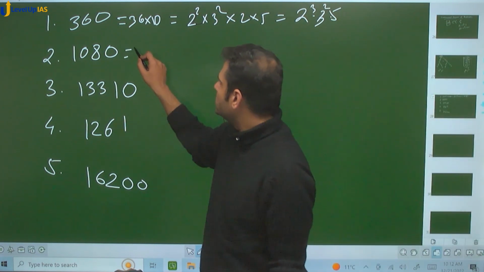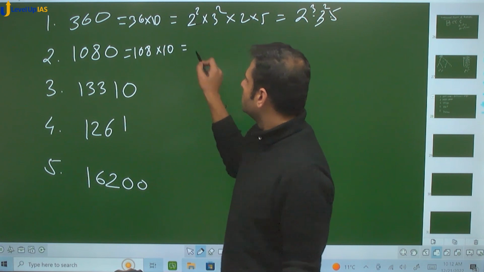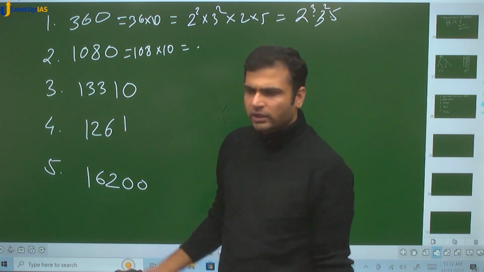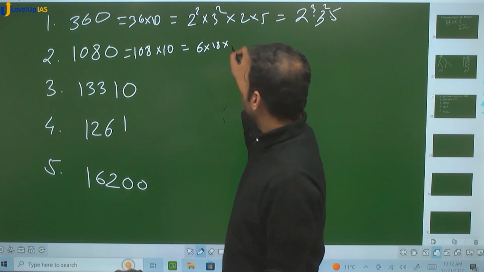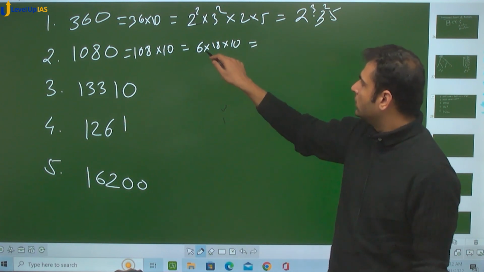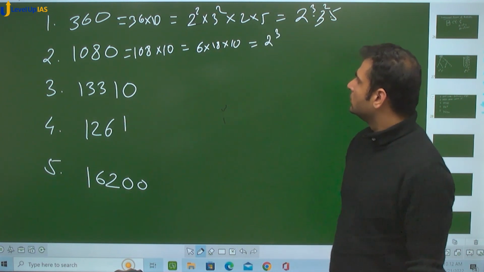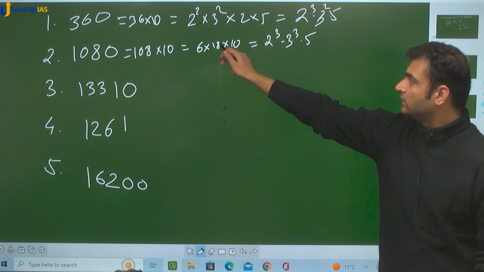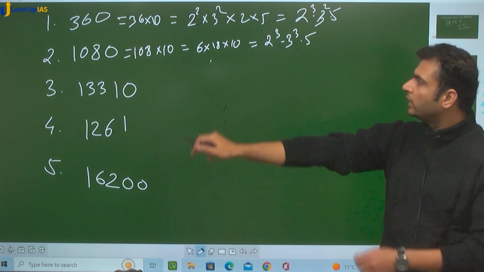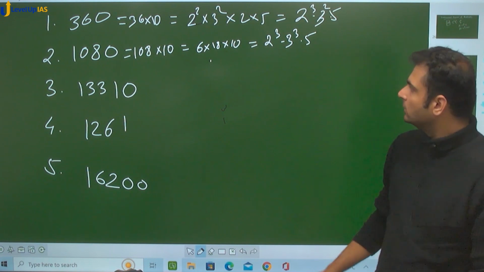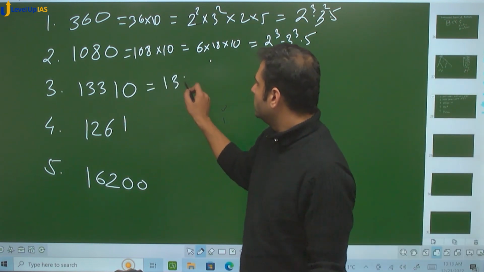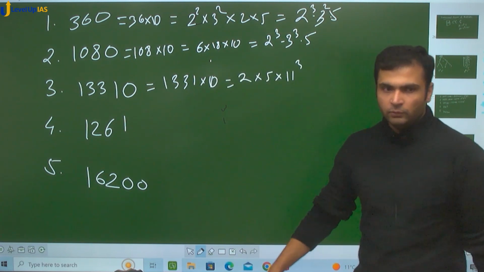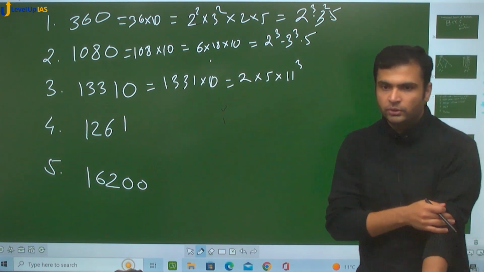Fine. This you can write as 108 into 10. 108 is again 8 into 12, 9, 18 into 6. So 18 into 6 into 10. Now you can cancel 2 here, here, here. So 2 cube, 3 cube into 5. Here 9 है ना? 18 is 2 into 9, 9 is 3 square. This is 1331 into 10, which is 2 into 5 into 11 cube. 1331 is 11 cube. 11 is a prime number, we know.